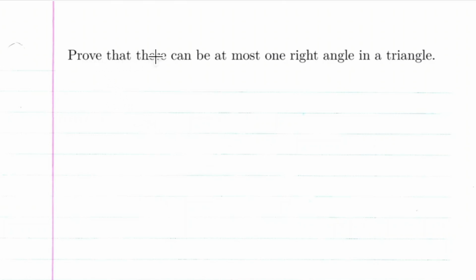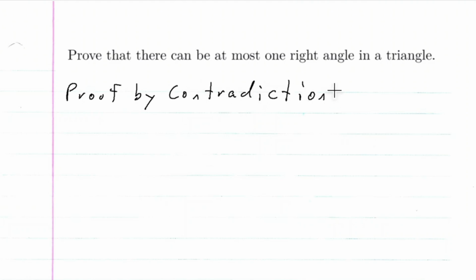Okay, so we're going to prove that there can be at most one right angle in a triangle. Okay, so we're going to do this by proof by contradiction. Okay, so the first case is we'll have two angles that are right angles, right?